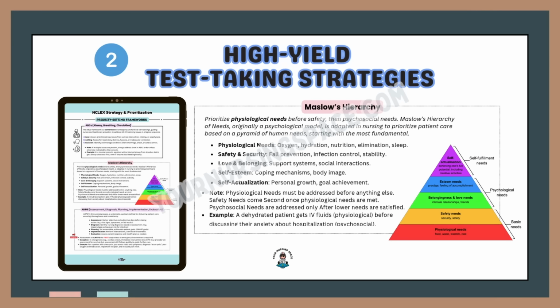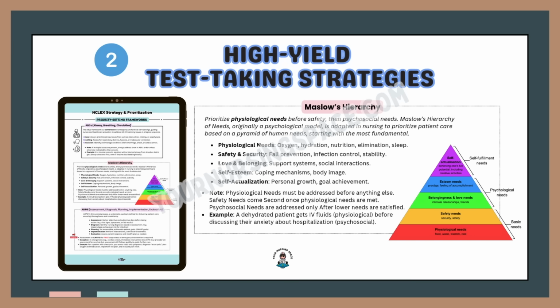This one's all about prioritizing patient needs based on a pyramid, starting with the basics. At the bottom, you've got physiological needs: oxygen, water, food, bathroom stuff, sleep. Those come first, no question. Once those are handled, move to safety and security. Think preventing falls, controlling infections, keeping things stable. After that, you can address love and belonging, like support systems or social vibes. Then self-esteem, coping skills, body image, and finally self-actualization, like personal growth or hitting goals.